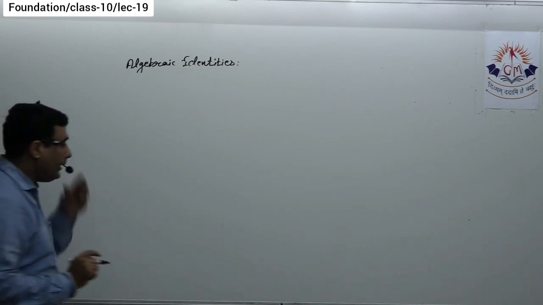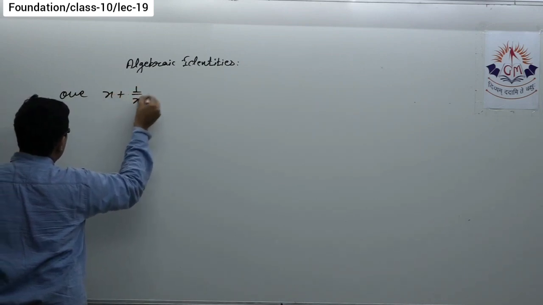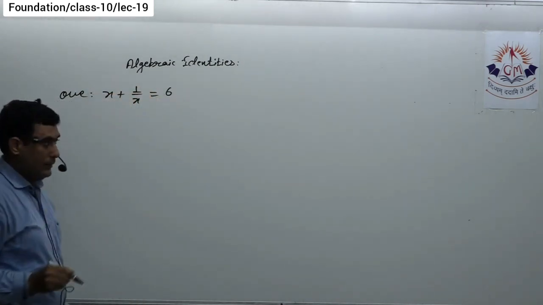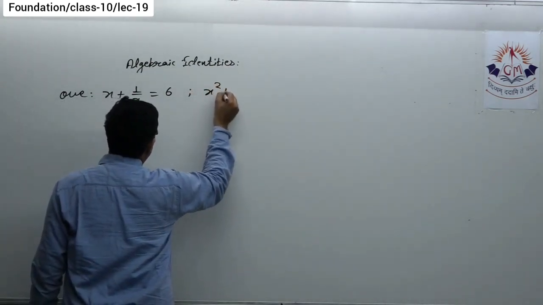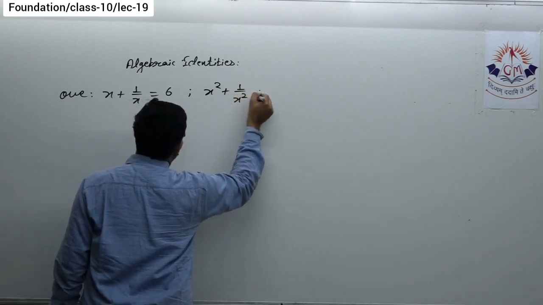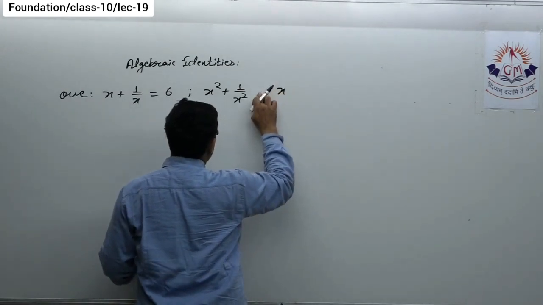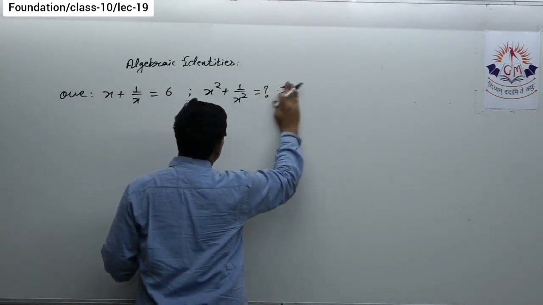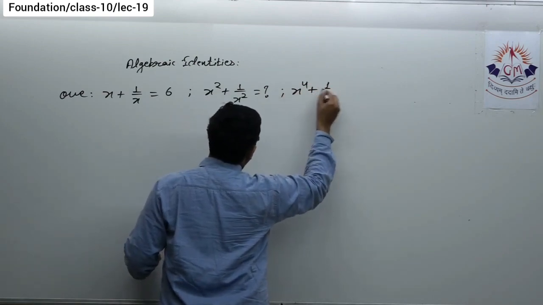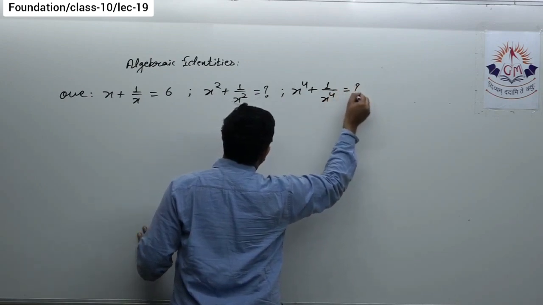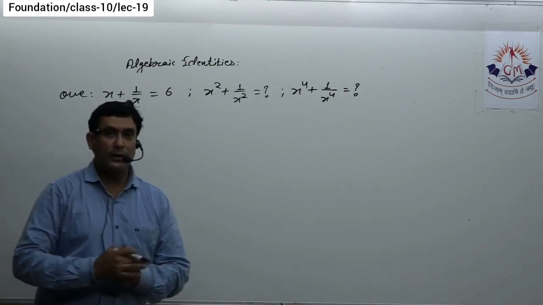Okay, so the next question is: if x plus 1 upon x is equal to 6, find the value of x square plus 1 upon x square and x raised to 4 plus 1 upon x raised to 4. You have to find these two values. I'm giving you the mixed questions, not identity-wise.